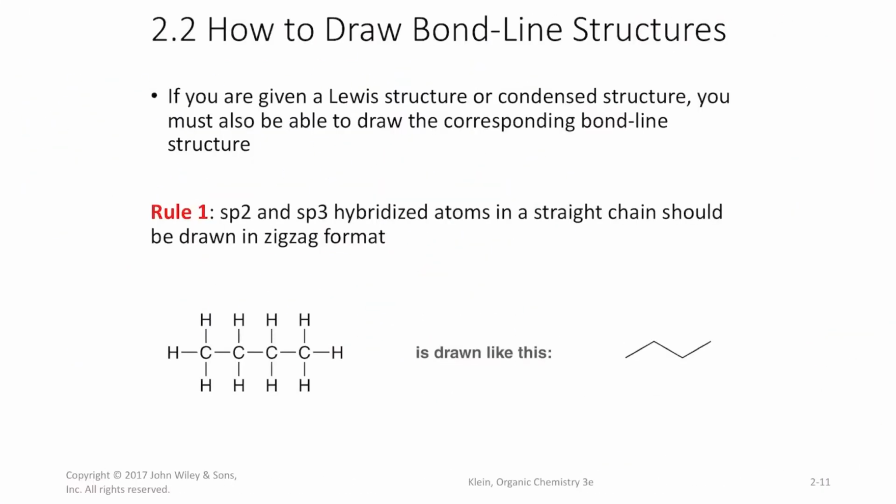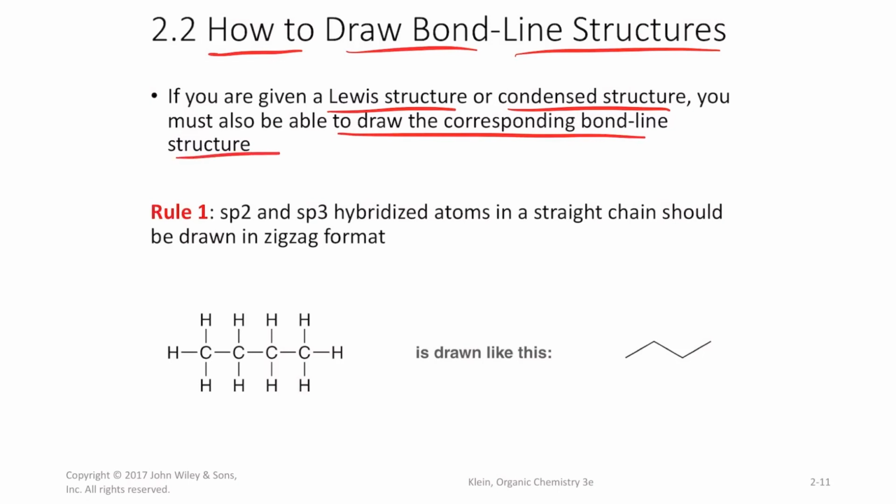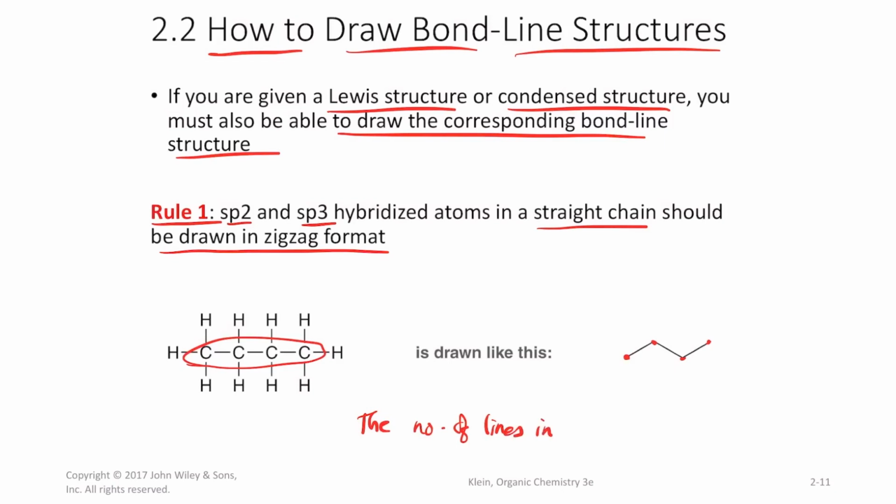So next, how to draw bond line structures. We talked about how to read bond line structures. Let's try and draw the bond line structures. If you are given a Lewis structure or a condensed structure, you must be able to draw the corresponding bond line structure. For that, we use a bunch of rules. Let's start with rule 1. Whenever you see an sp2 or an sp3 hybridized atom in a straight chain, you should draw it in a zigzag format. For example, you see 4 carbons here. So draw 4 carbons in a zigzag format. The number of lines is 1 less than the number of carbons.